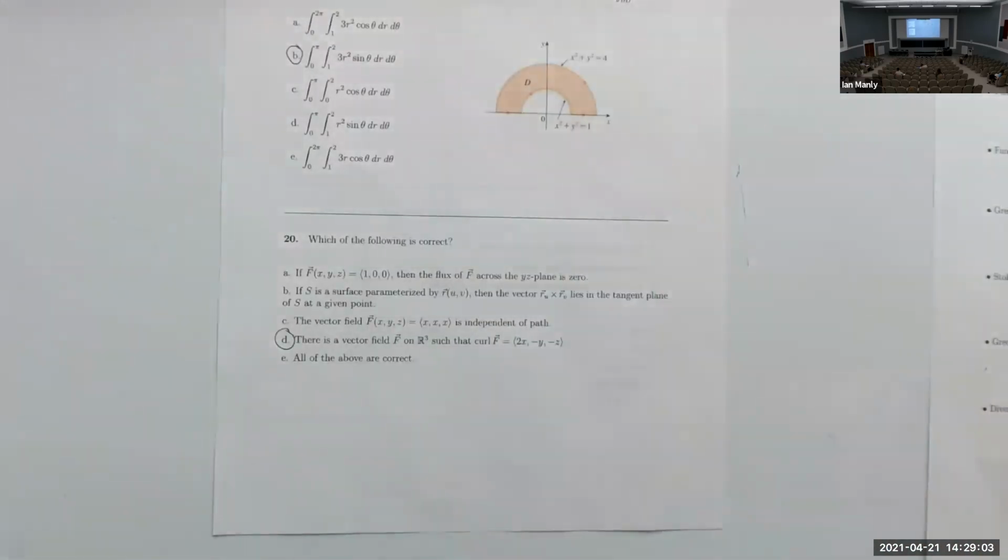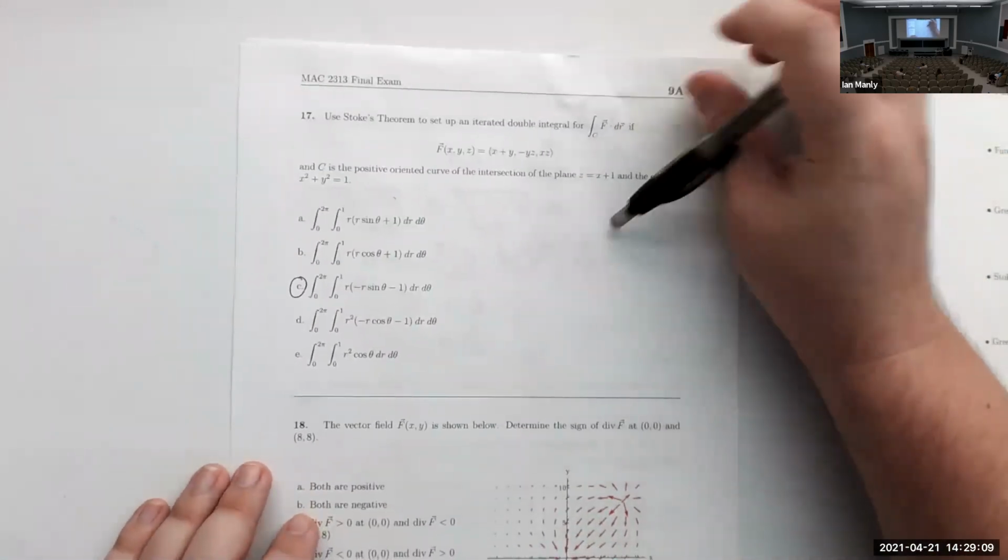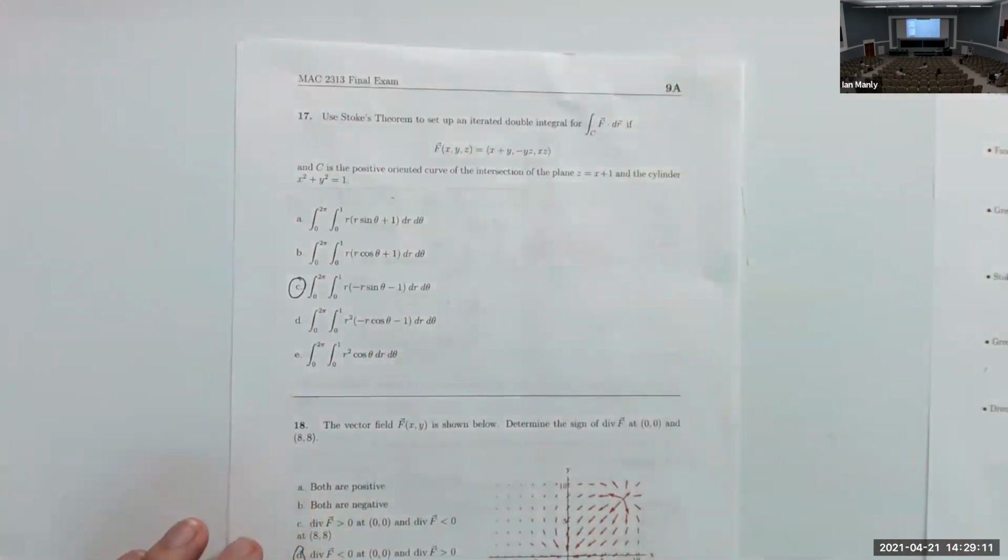All right, next we have 17. This is asking about this vector field. It was an arbitrary vector field. So in order for those statements to be true, they would need to work for all vector fields F defined over R3. So if we even find one where it doesn't work, then the statement is false. That's called finding a counterexample.